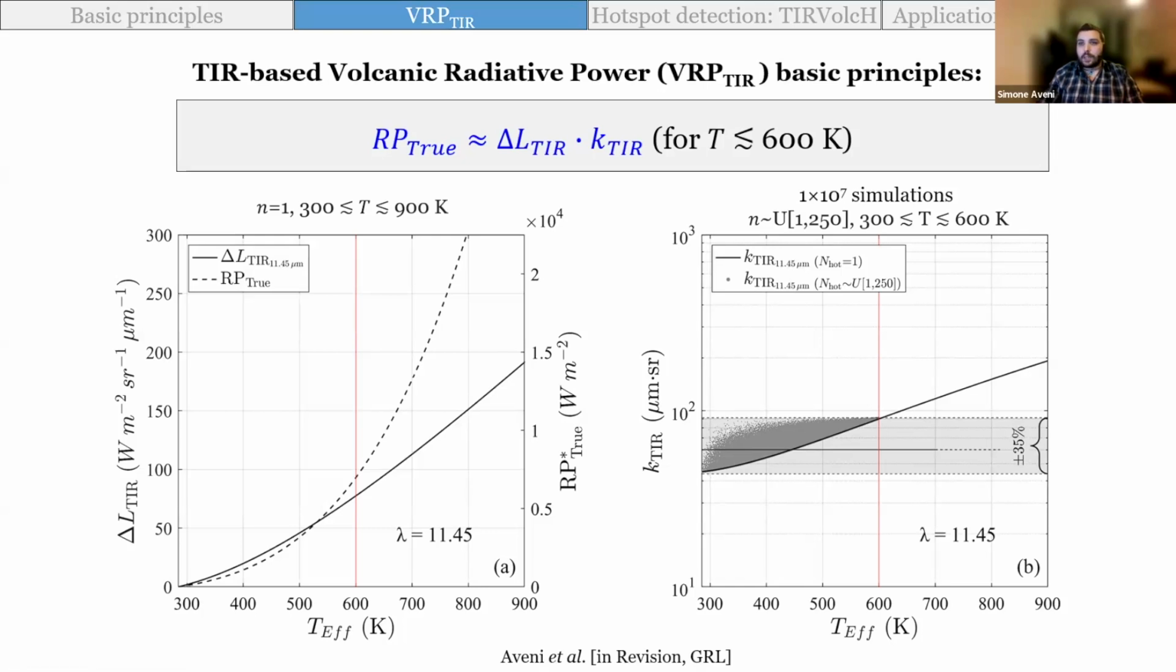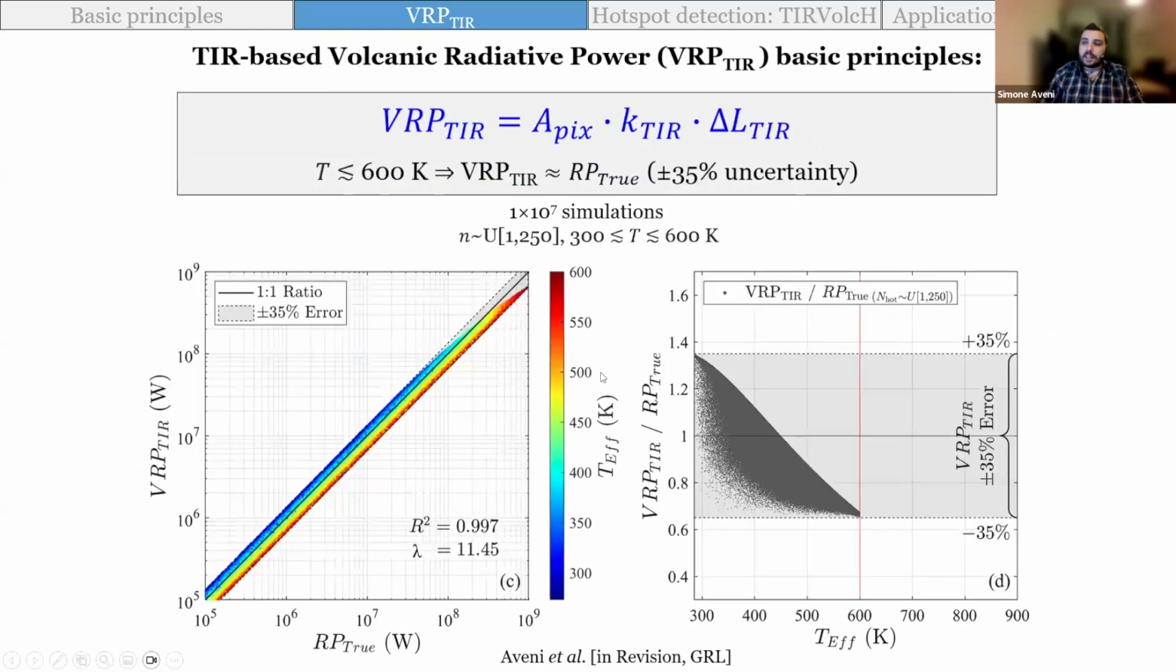So we were like, well, cool. What about if we apply this to a real life scenario? So we synthesized for each wavelength comprised between 10 and 12 microns 10 million simulations, which is each of these gray dots, just for 11.45 microns, the central wavelength. And we realized the relationship holds. So even if we have different temperature distributions, as long as the effective temperature is below that 600 Kelvin threshold, we still can quantify, with a plus minus 35% uncertainty, the true radiative power emitted by these volcanic thermal features.